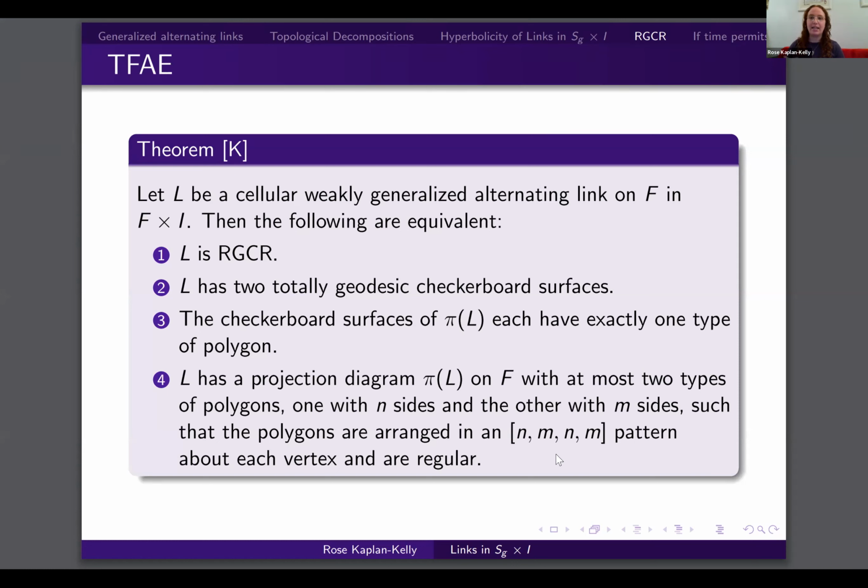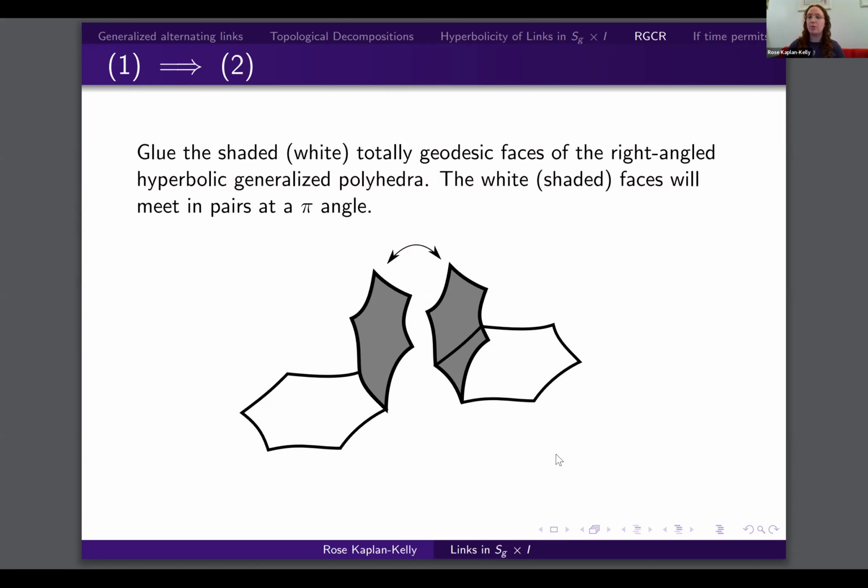Now, I won't have time to go through the entirety of this proof, but I thought that I would give some of the ideas behind it. So first, we're assuming that our link is RGCR, and we want to see why that implies that it has totally geodesic checkerboard surfaces. So we know that our link decomposes into two right-angled hyperbolic generalized polyhedra, and that there's a coloring on that boundary component corresponding to the projection surface F that's white and shaded.